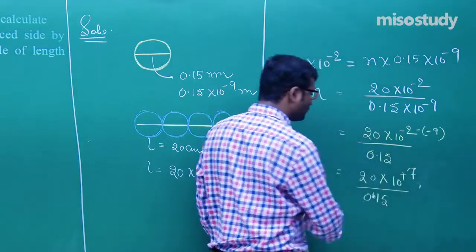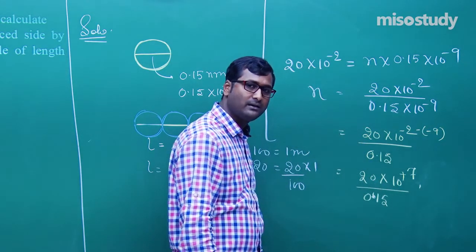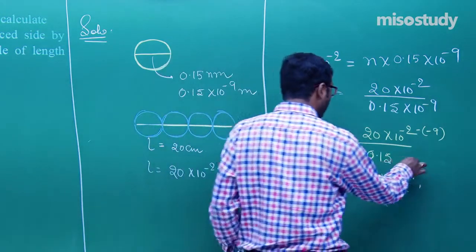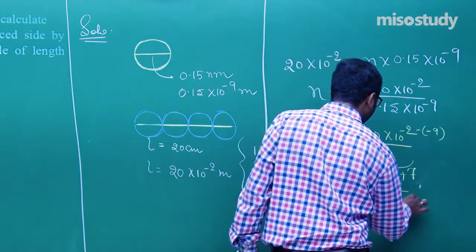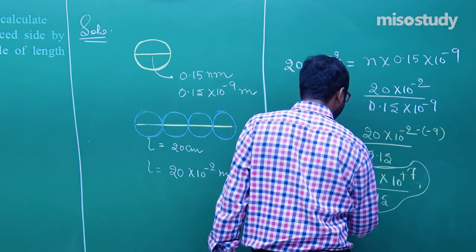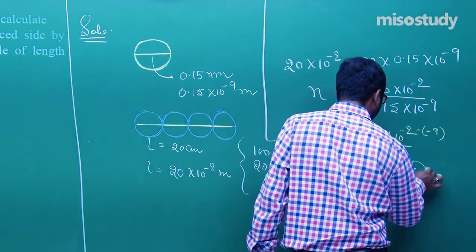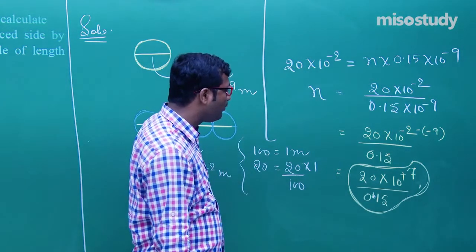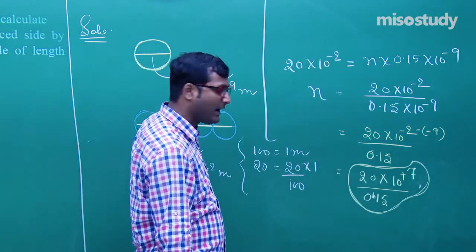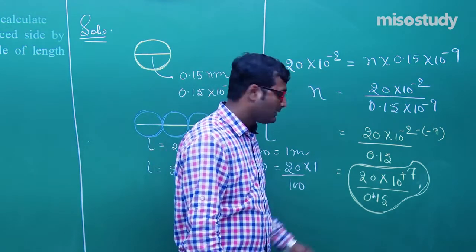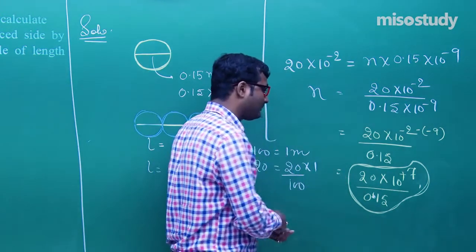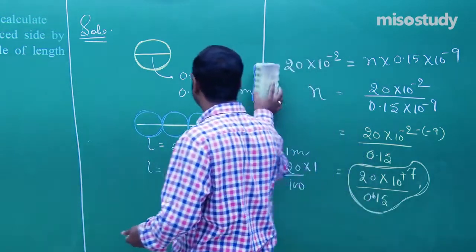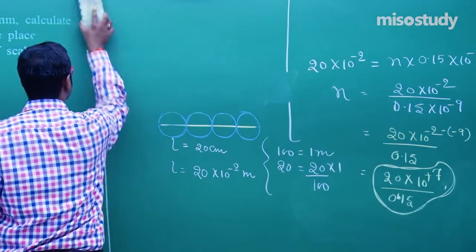You can easily solve such questions. Am I right? Now it's your turn. If you solve this data, then definitely you will get the answer. 20 multiplied by 10 to the power 7 divided by 0.15. This is the value of n. Am I right? Yes sir. Now I'm going to rub this part and we'll discuss the next question. Wait for a moment.